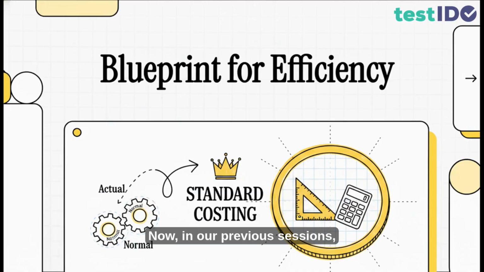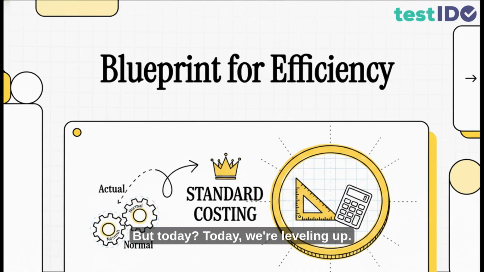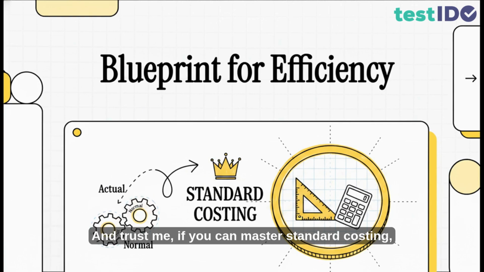Now, in our previous sessions, we walked through the mechanics of actual costing and normal costing. But today, we're leveling up. We're setting the stage for what is truly the gold standard of costing methods, standard costing. And trust me, if you can master standard costing, you are going to master the very heart of the CMA Part 1 exam. Let's get into it.